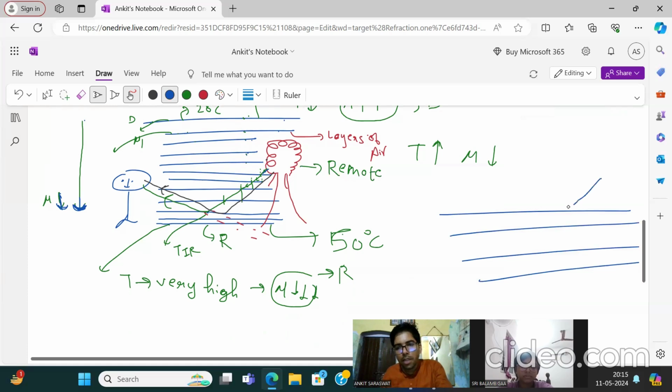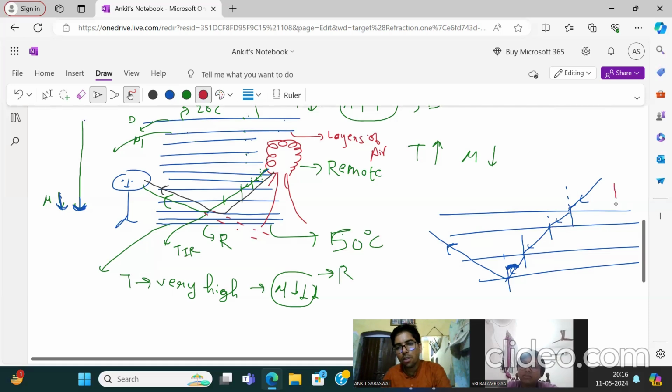From the tree, light is coming from denser to rarer, because the topmost layer is denser. If you go down, the medium becomes rarer. So going from denser to rarer, the light goes away from the normal. Again it is away from the normal, but at this point the light strikes at an angle of incidence that is more than the critical angle. Then TIR will happen at a certain layer.